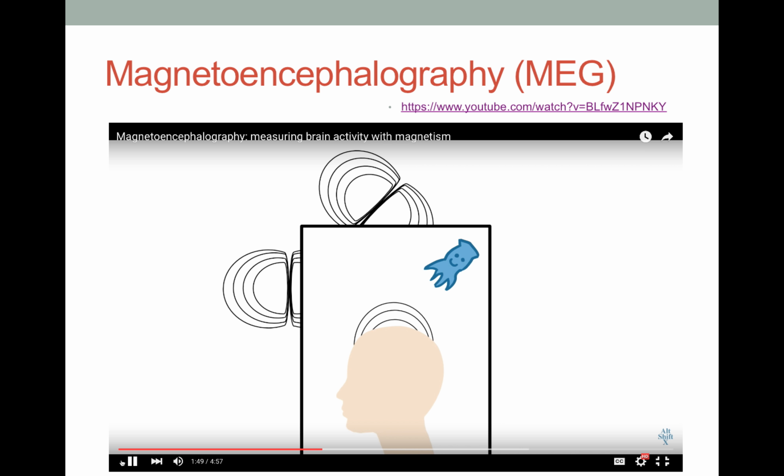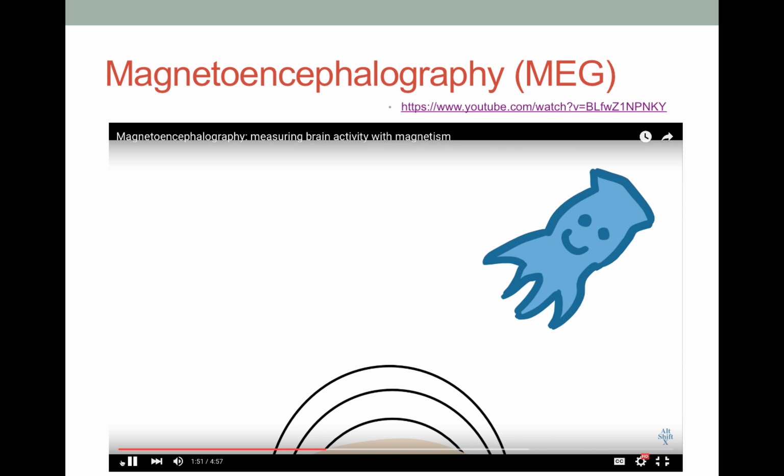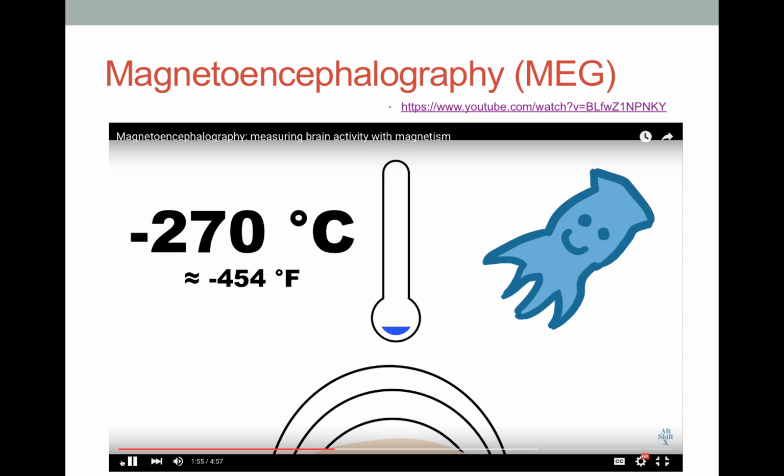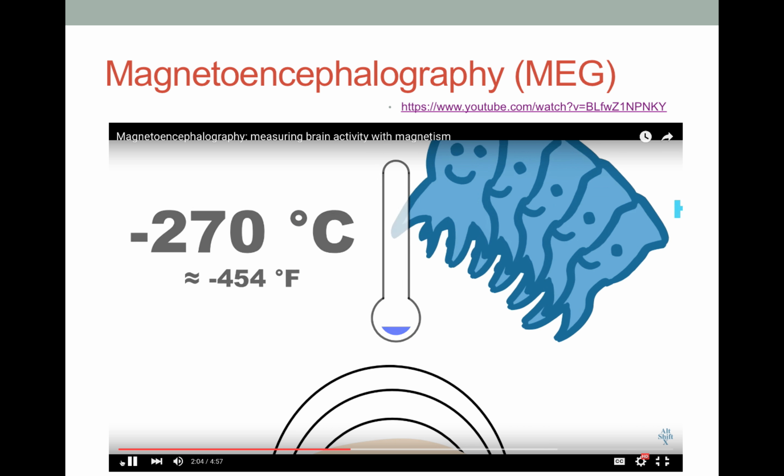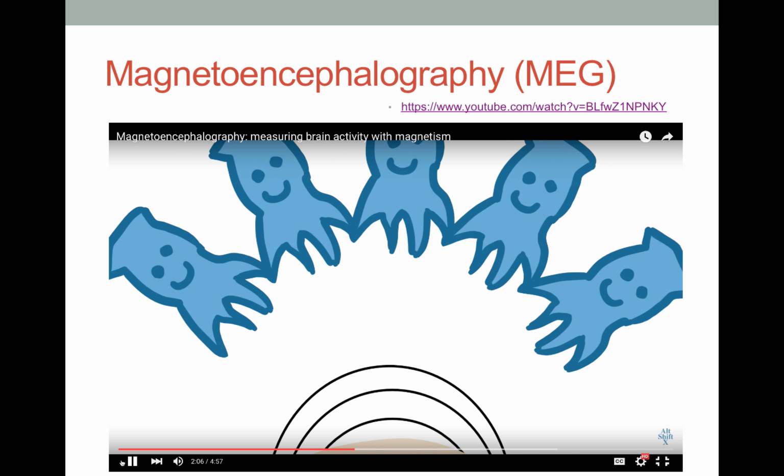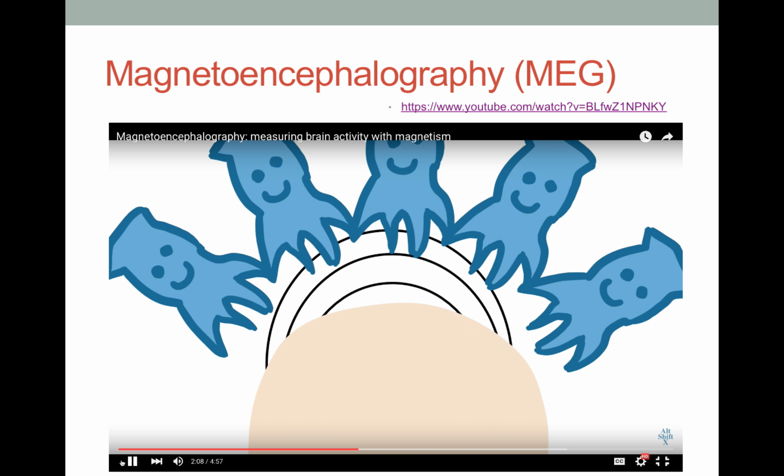Another complication is that SQUIDs, our supersensitive magnetism detectors, only work when they're cooled down to about minus 270 degrees Celsius, which is almost the absolute coldest that it is possible for anything to be. Liquid helium can be used to keep the SQUIDs this cold. The SQUIDs are then arranged in a sort of helmet, with a few hundred of the detectors held right up close to the head.